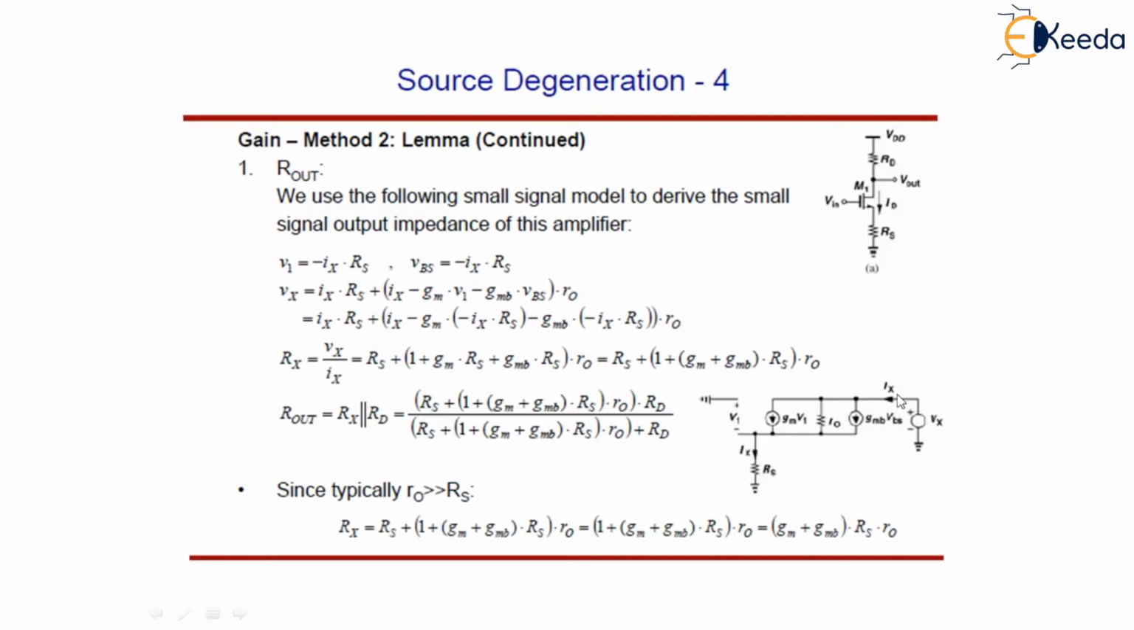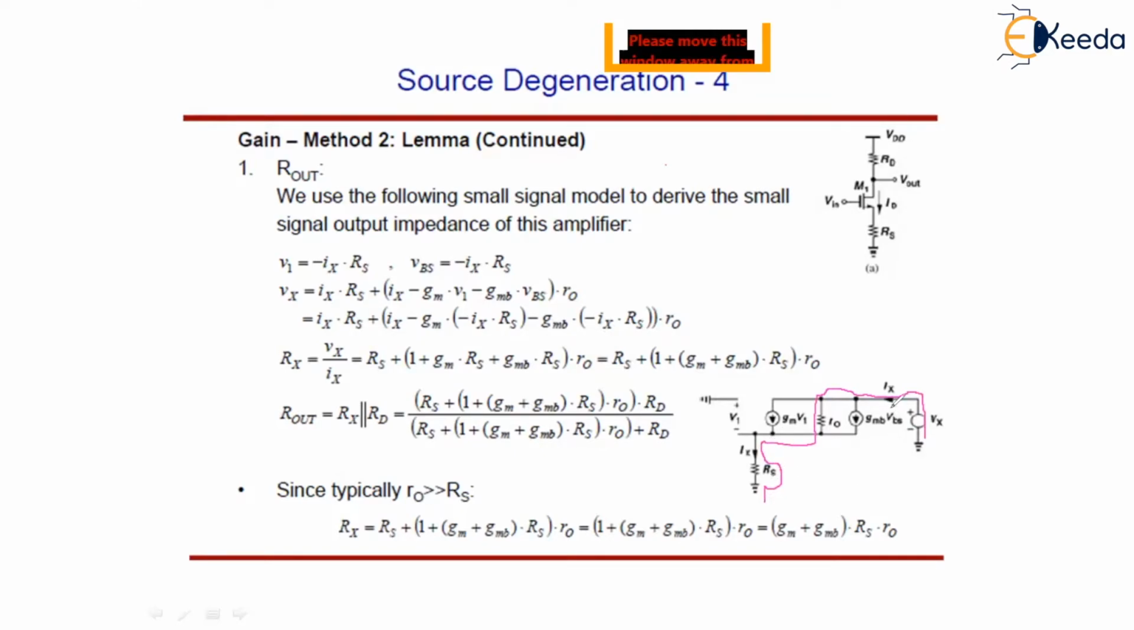This, this, and this. Okay, let me show you by using a pen. What we have done, we have applied a KVL across this loop. Let me use this pink color. We have applied a KVL to find the voltage at this loop.